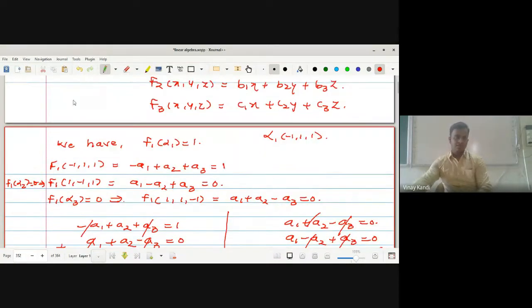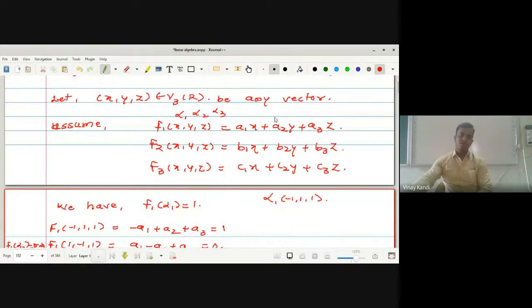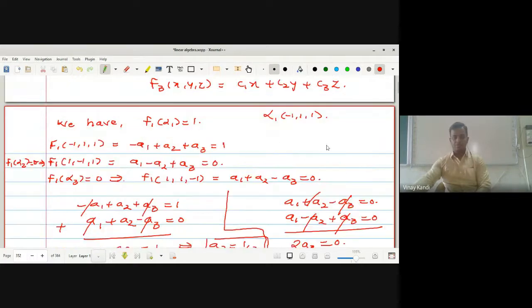Now similarly, f2 of alpha 1 is 0, f2 of alpha 2 is 1, f2 of alpha 3 we get 0. Again, we get three equations in three unknowns. What are the unknowns? b1, b2, and b3.